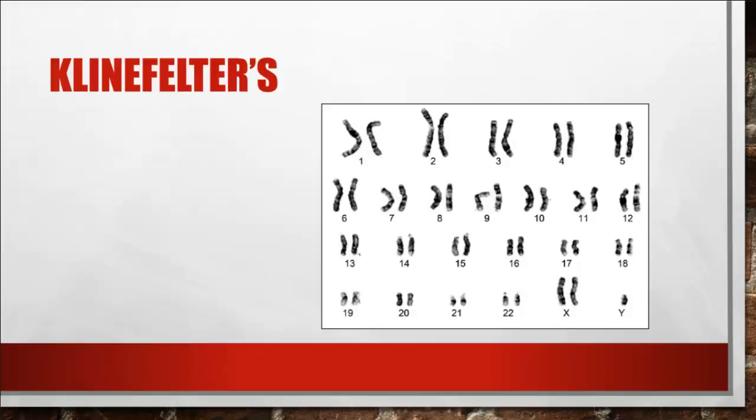Klinefelter is most evident in males. This happens when a male is born with an extra X chromosome. Klinefelter's is the result of a random genetic error after conception. Only males can be born with this syndrome. Common signs include reduced muscle mass, facial hair, body hair, and lower testosterone.